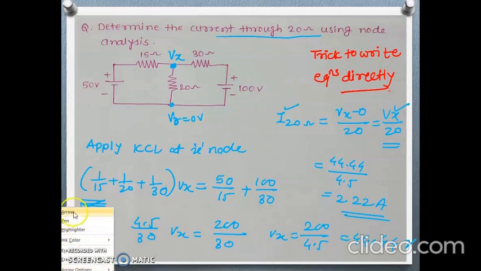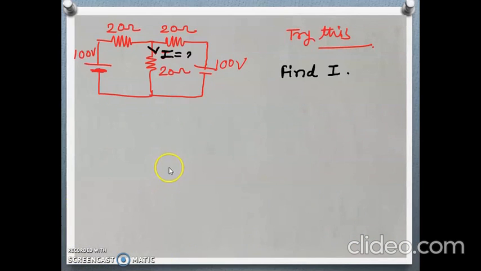Now this is the next question, where these 20 ohm resistors are connected in this manner, and these 100 volt and 200 volt sources are connected. This is the same as we have discussed earlier. So try this and let me know the answer in the comment section below.